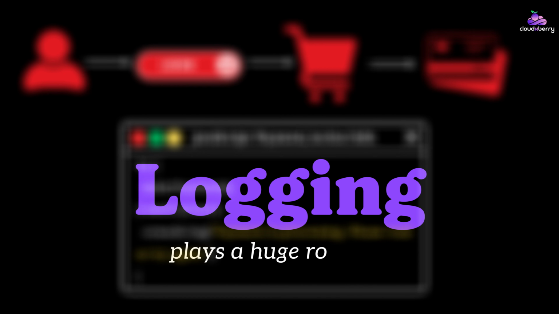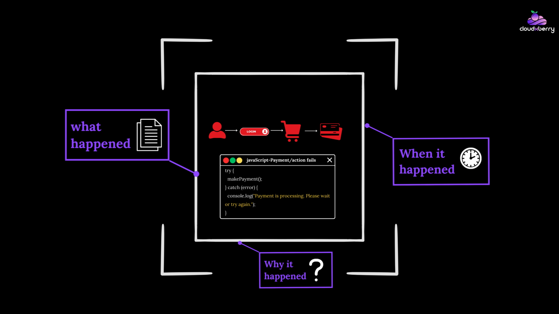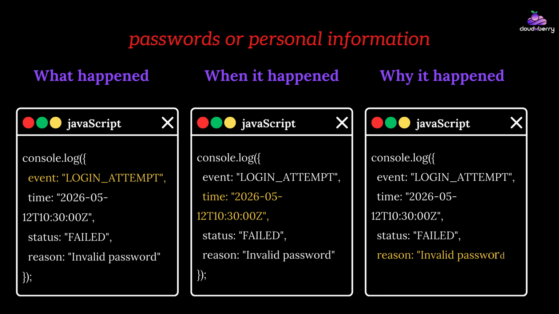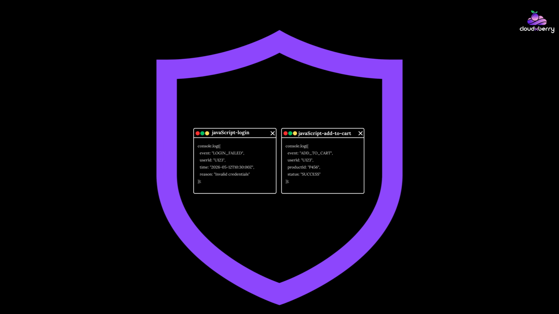Logging plays a huge role here. Logs should capture what happened, when it happened, and why it happened. But they should not include sensitive data like passwords or personal information. The goal is to have enough information to debug issues without creating security risks.